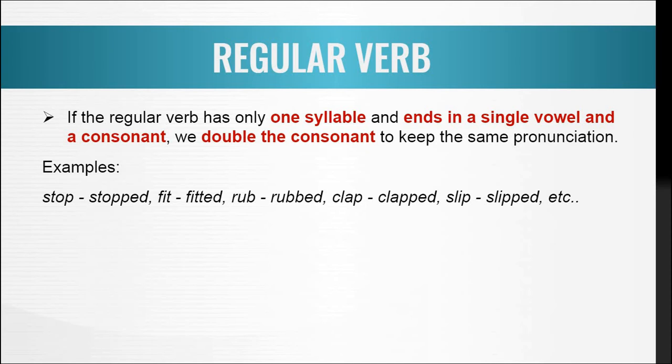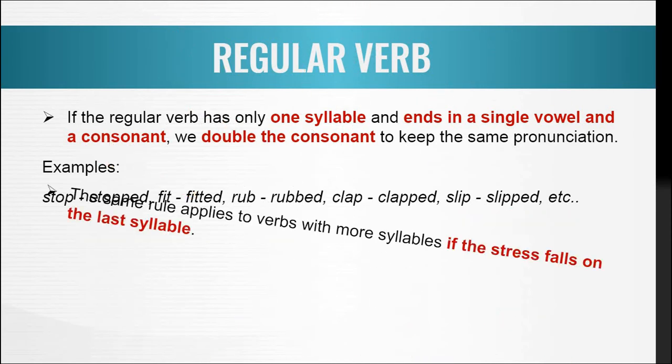Only one vowel sound is there. The last letter is a consonant, and the consonant letter is followed by a single vowel letter. So we double the last letter: stopped. With this pattern, the pronunciation of the word will not be affected much. Stop, stopped. Fit, fitted. Rub, rubbed. Clap, clapped. Slip, slipped, and so on.